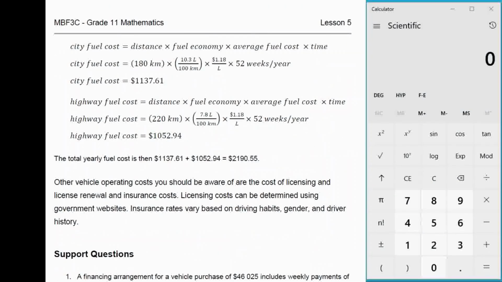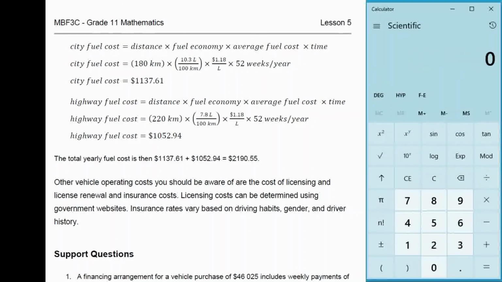The city fuel cost is the distance driven for the week, 180 kilometers, times the fuel economy. That requires 10.3 liters for every 100 kilometers that we drive of that 180. We multiply that by the cost per liter. And because that's weekly and we need to find out per year, we multiply by 52. So we end up with $1,137.61.